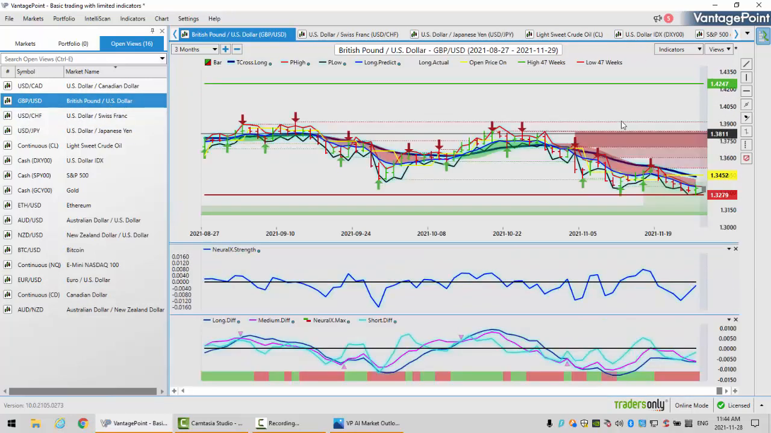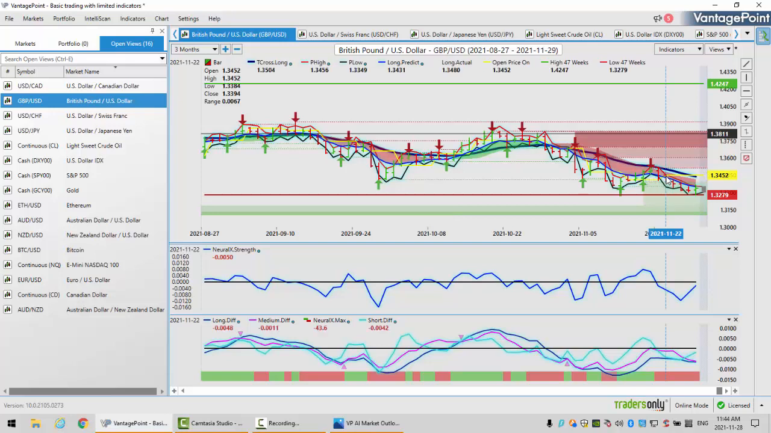Now, with the pound dollar going into next week, the pound slipped below its yearly opening price. Again, keep an eye on that 136.50 level. But you can see that using the weekly opening price at the beginning of the week, the VantagePoint forecasts were spot on here. We're holding below the T-cross long and the long predicted at 134.41. But once again, we're seeing signs of life, but we don't have that neural X strength meter moving above the zero line, and we're still red on the neural index. So a little bit more downside is possible.